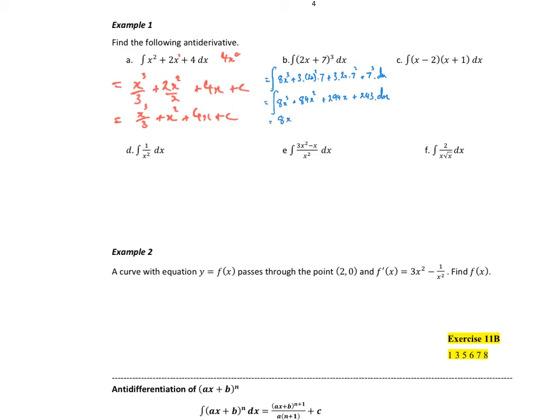So now 8x, add 1 to the power, which is x to the 4 on 4, plus 84x, add 1 to the power, on 3, plus 294x, add 1 to the power, plus 343x plus some constant c.